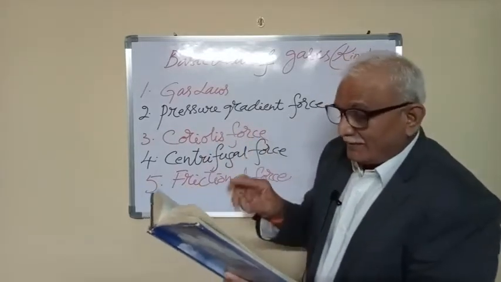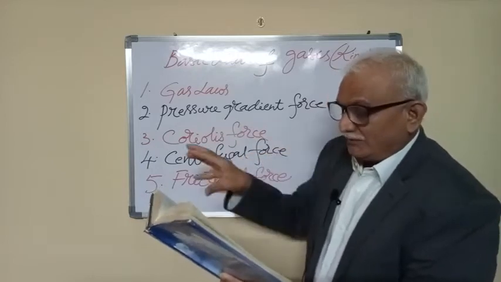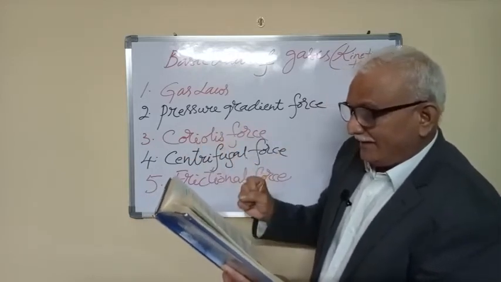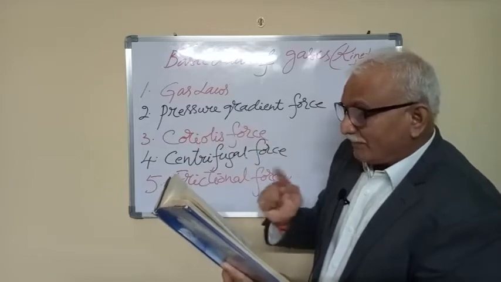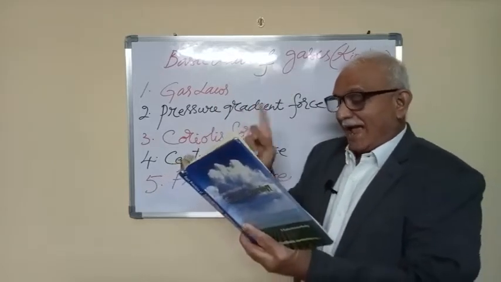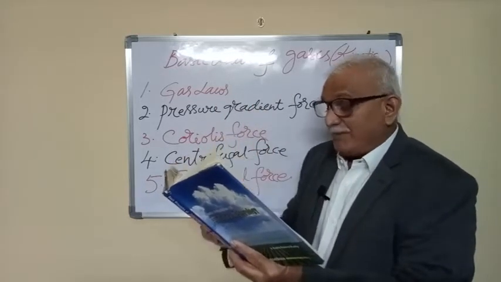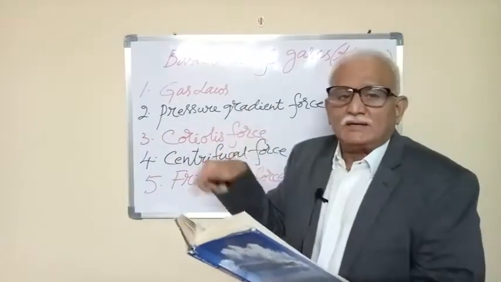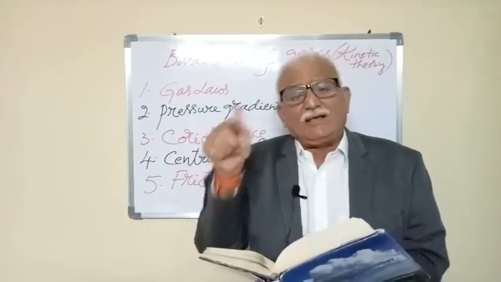Once again I will read. This force, pressure gradient force, is given by pressure decrease per unit horizontal distance and acts in a direction perpendicular to the isobars. Isobars are the lines drawn connecting the points of equal pressure.